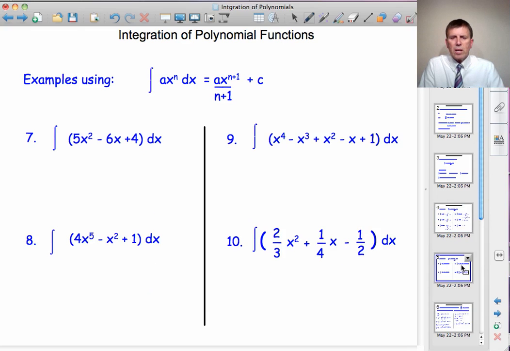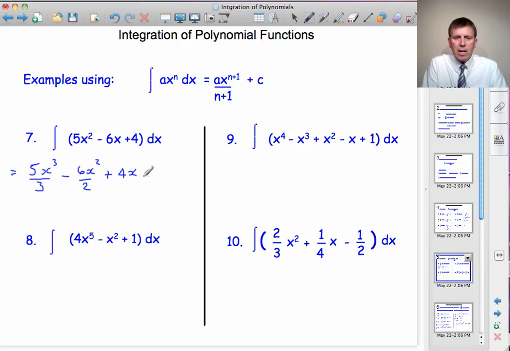4 more examples now, but we're collecting terms together to make polynomial functions here. Integrate 5x squared minus 6x plus 4 with respect to x. That gives us 5x cubed, raising the power by 1, divided by the new power, minus 6x squared, divided by the new power, plus, if we integrate 4, we get 4x. And don't forget the constant of integration.